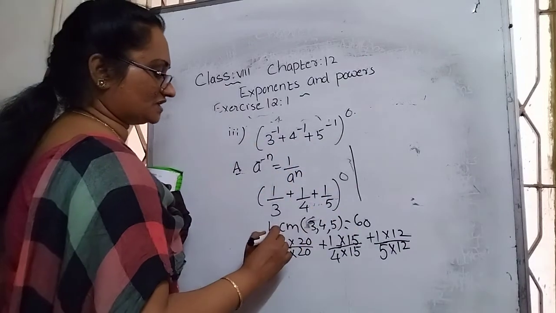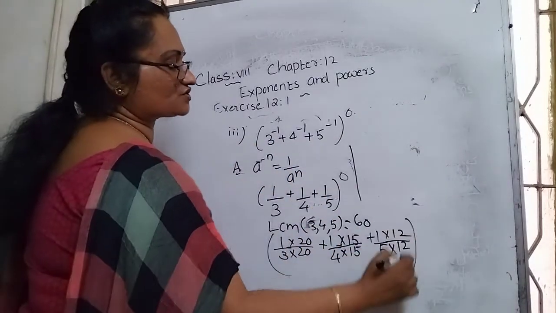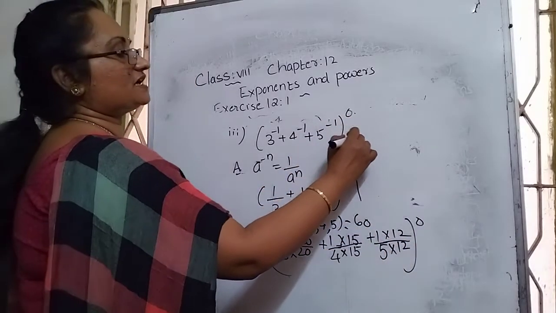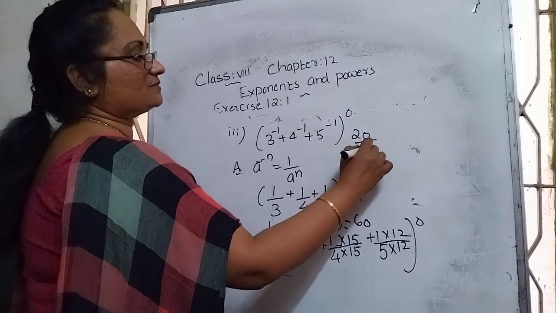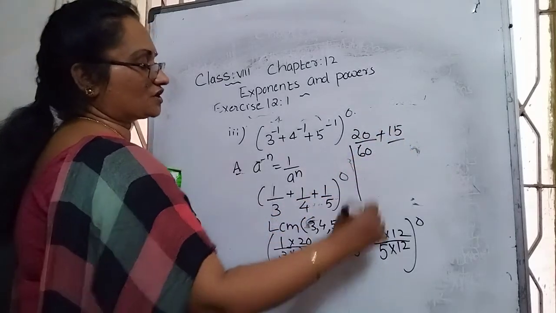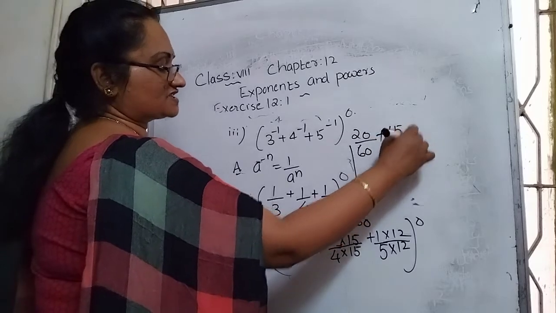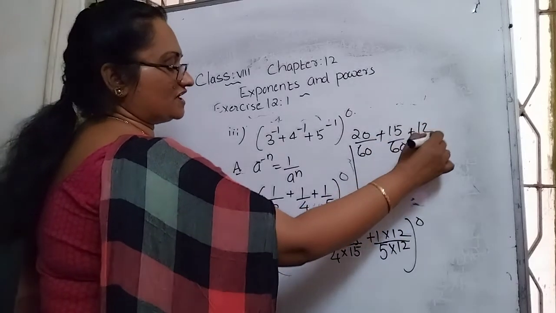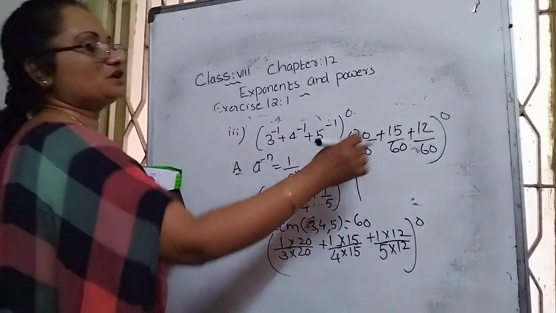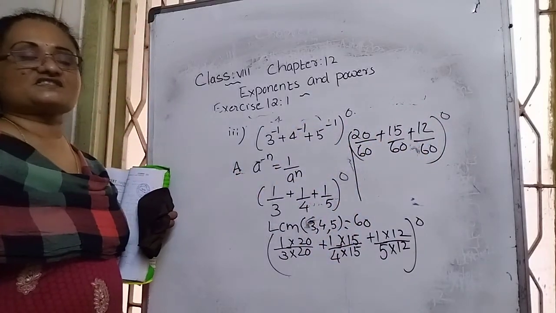Then the outside part is all raised to 0. Inside part: 1 into 20 becomes 20, 3 into 20 becomes 60. Second part: 1 into 15 becomes 15, 4 into 15 becomes 60. Plus 1 into 12 becomes 12, 5 into 12 becomes 60. Outside power is 0. Now see, all denominators are the same.